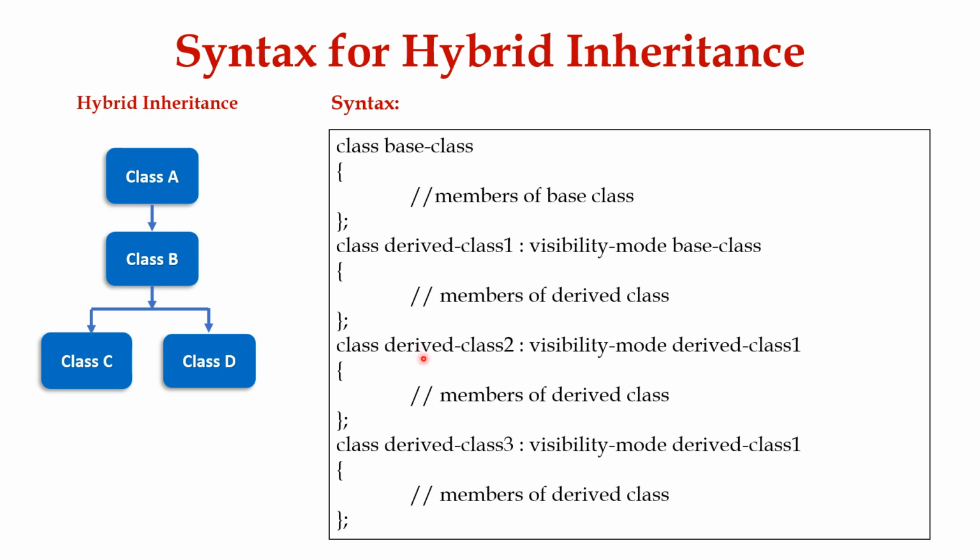Next, we have defined derived class 2, which inherits the properties of derived class 1, and it has its own member variables and member function. Next, we have defined derived class 3, which inherits the properties of derived class 1, and derived class 3 has its own member variables and member function defined inside it.